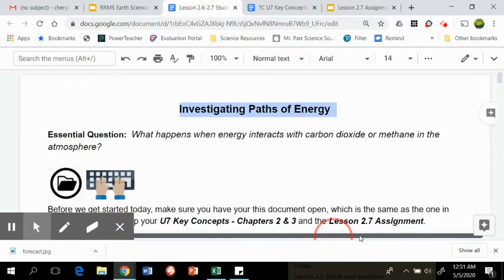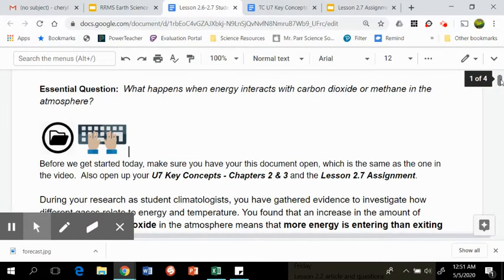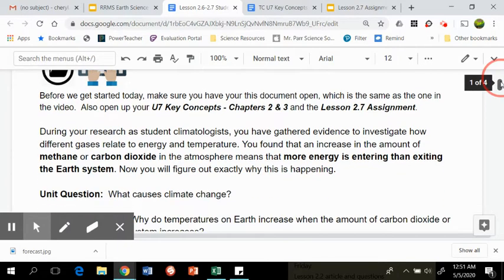Investigating Paths of Energy is our lesson for today. As I said, the essential question, what happens when energy interacts with carbon dioxide or methane in the atmosphere? Before we get started, make sure that you have this document open. You have your Unit 7 Key Concepts Chapters 2 and 3 document open and Lesson 2.7 assignment document open.